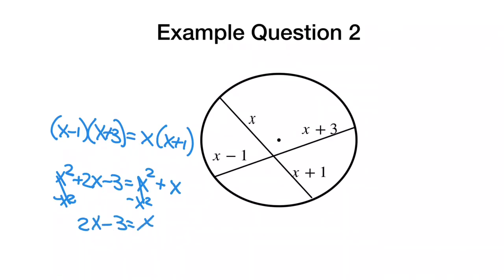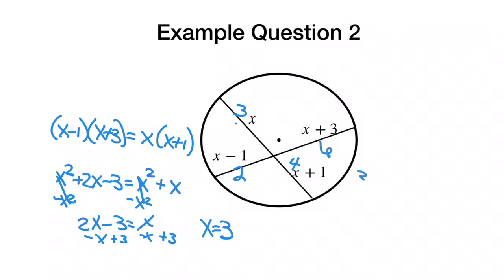So if we subtract this x to the other side and we add this 3 over here, you're going to get x equals 3, and we can check that. If we substitute in x as 3, this one would be 3. 3 plus 1 is 4. 3 minus 1 is 2. 3 plus 3 is 6, and it works.